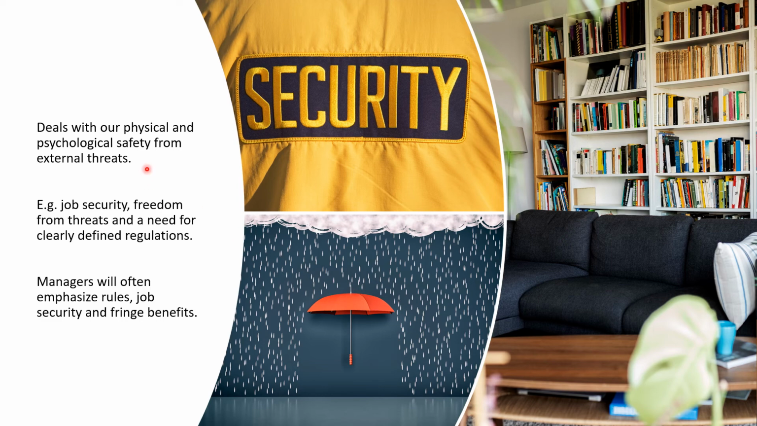Security needs deal with our physical and psychological safety from external threats. For example, job security, freedom from threats, and a need for clearly defined regulations. You want to have a secure position. Maybe you think of getting insurance, so you are secure by yourself. A better house for you, a more secure surrounding housing area. So managers will emphasize rules, job security, and also fringe benefits for all the employees, so that they feel secure with their position at their job.